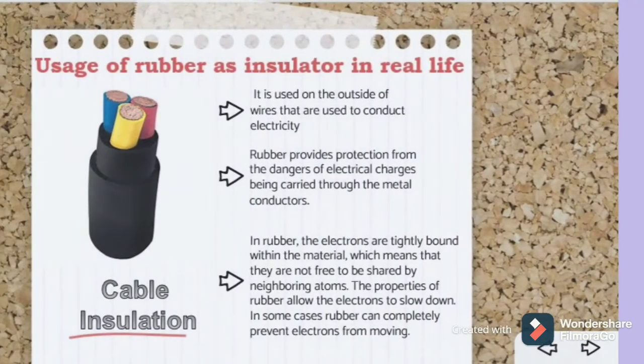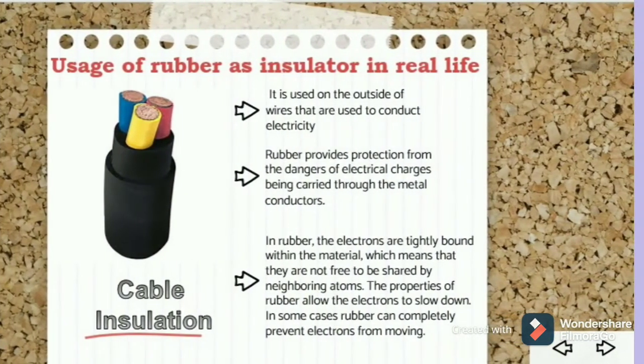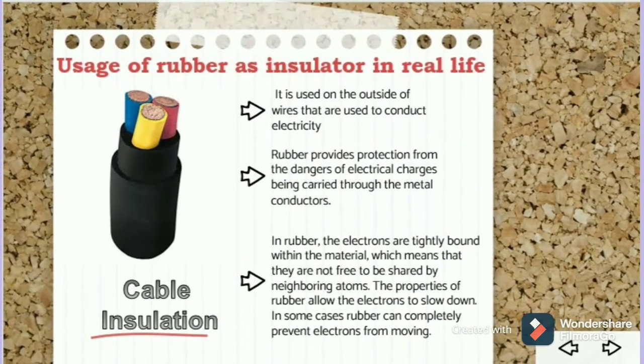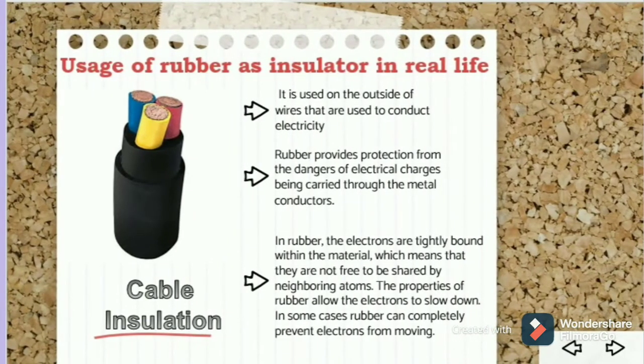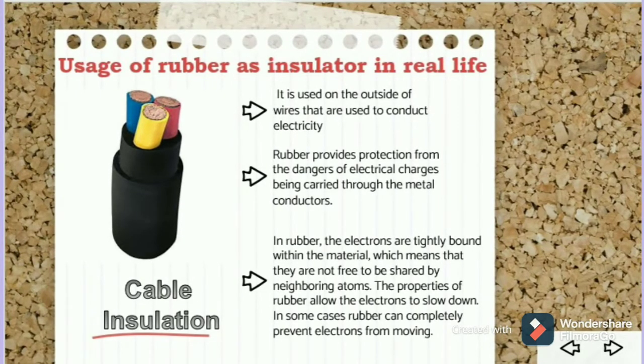So, what is the usage of rubber as an insulator in real life? One of the usages is cable insulation. It is used on the outside of the wires that are used to conduct electricity. Rubber provides protection from the danger of electrical charges being carried through the metal conductor.